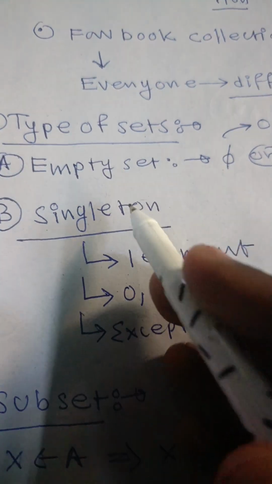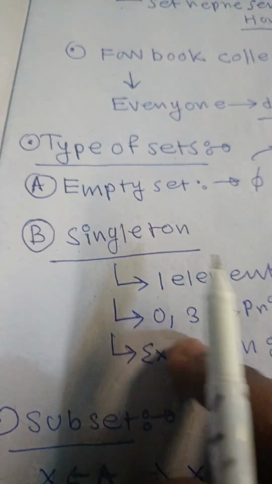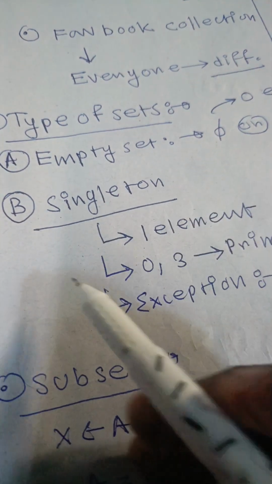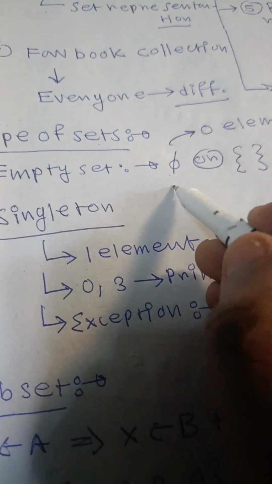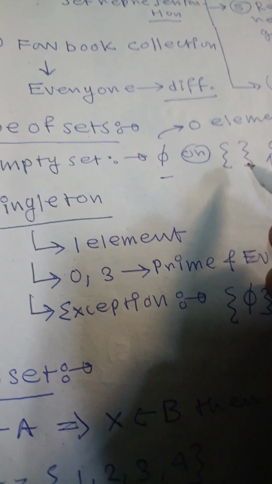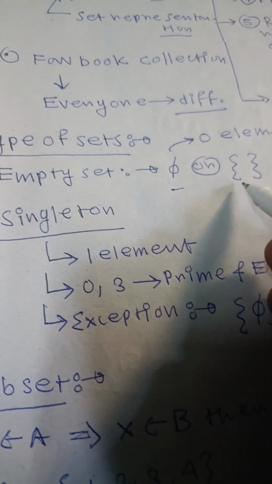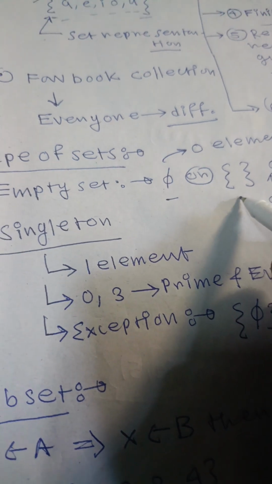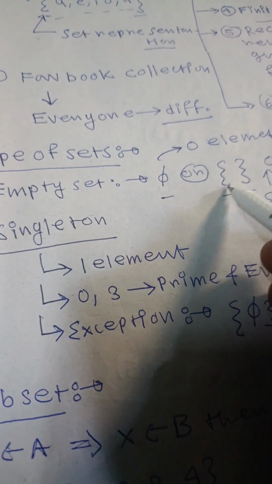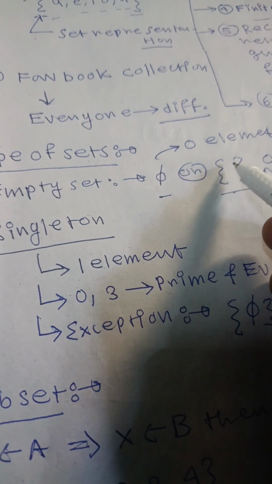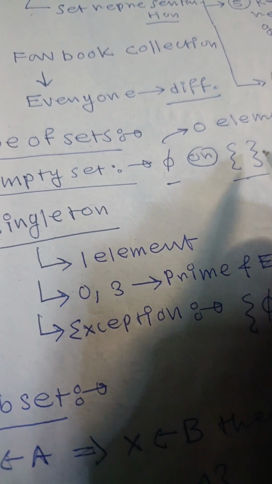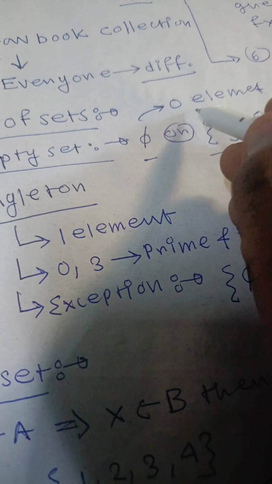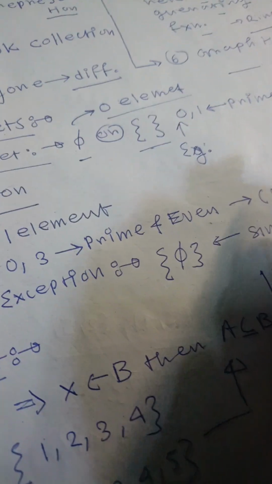Then there are types of sets. There are only two types of sets. One is the empty set and the other one is singleton. Empty sets are generally represented by phi, and can also be represented by an empty set. If we write curly braces and in between we have written nothing, then it also represents an empty set. Generally it is represented by phi or curly braces. Phi means it has zero elements in it.